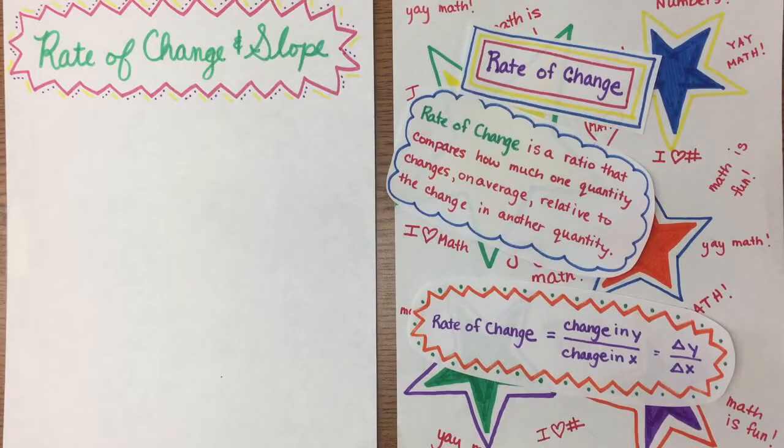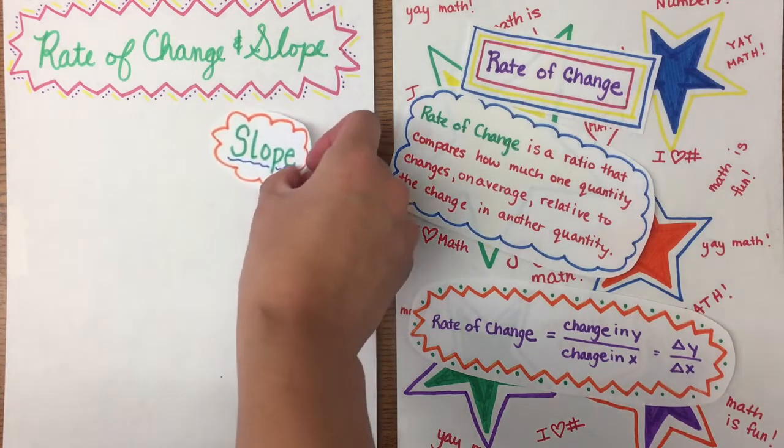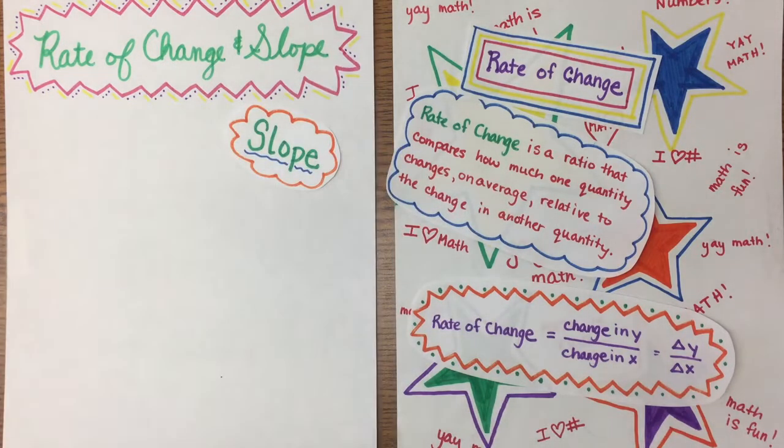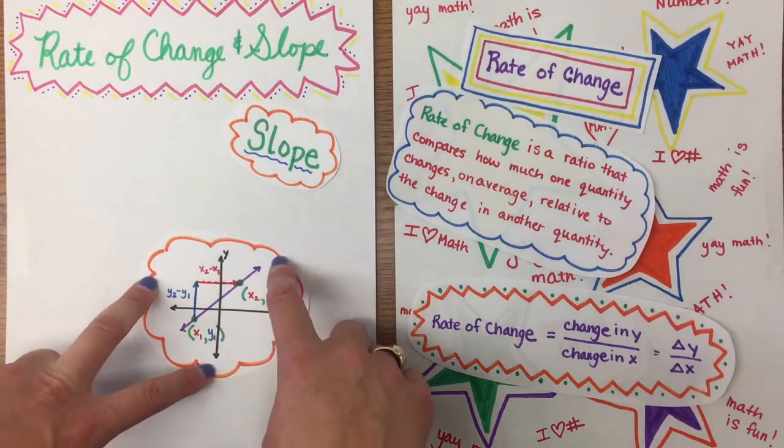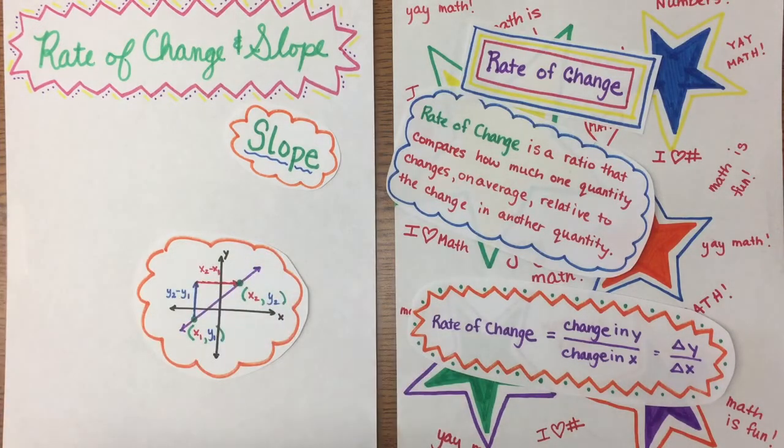Welcome back. We've been talking about rate of change and slope. In particular, in our last video, we looked at rate of change. In this video, we are going to look at slope, which is a specific kind of rate of change. Slope is going to be the rate of change of a line, and a line has a constant slope for the entire length of the line.